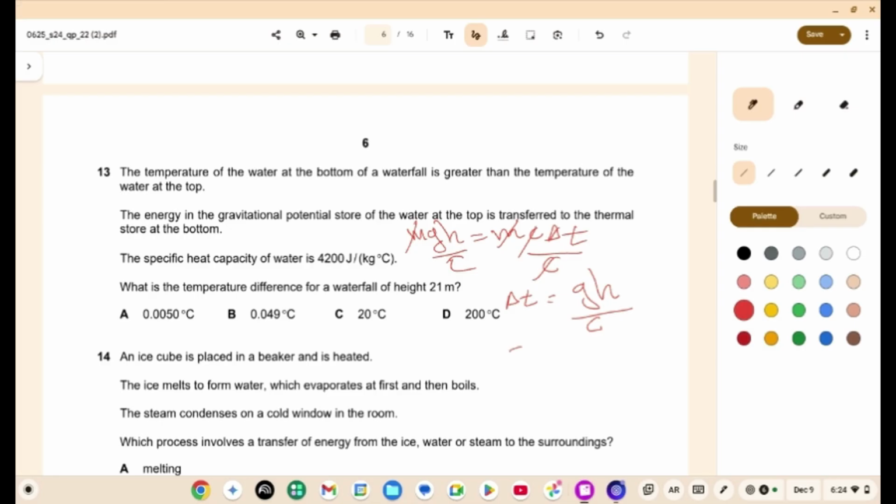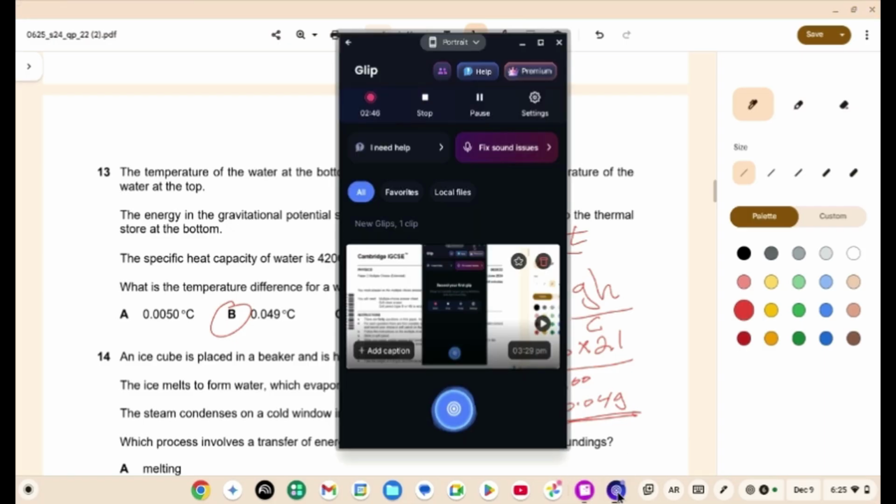This equals 9.8 times 21, the height is 21, over the specific heat, which is 4,200 joule, and this equals 0.049. So the correct answer is number B. The correct answer is number B for this question.